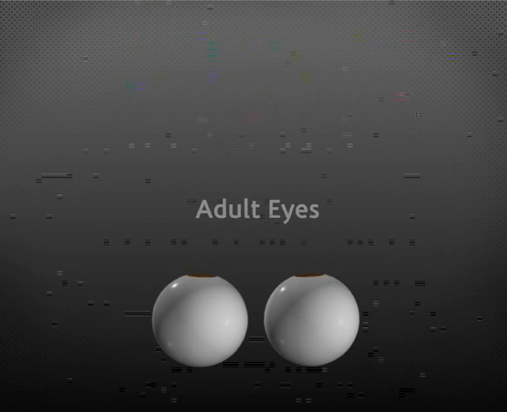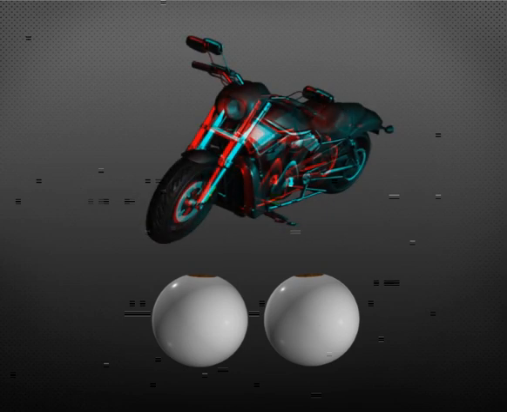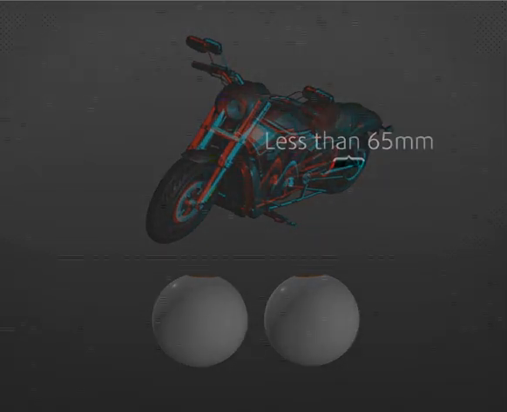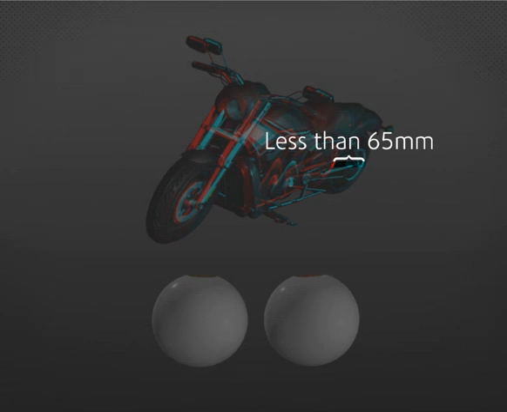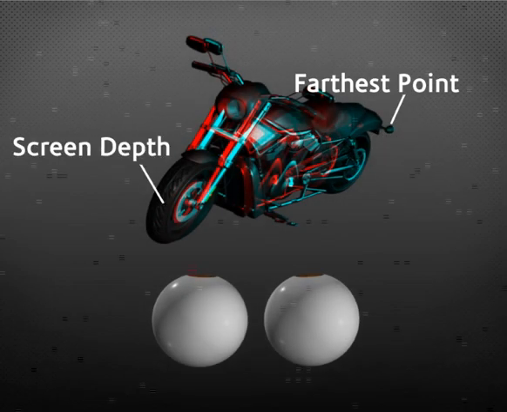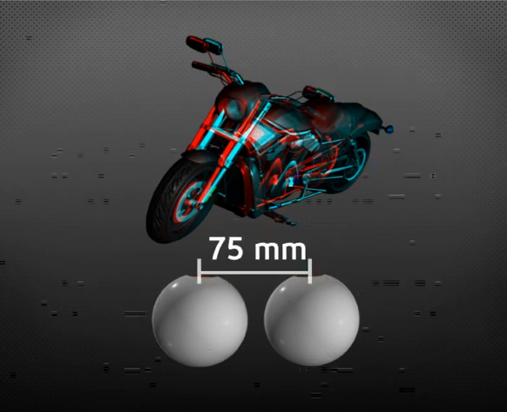Now, adult eyes are usually 65 to 75 millimeters apart. We need to make sure that our final image never has more than that amount of separation between the red and the blue images. This is only an issue with objects that are very far away from the depth of the screen. And Houdini's default separation is about 75 millimeters.